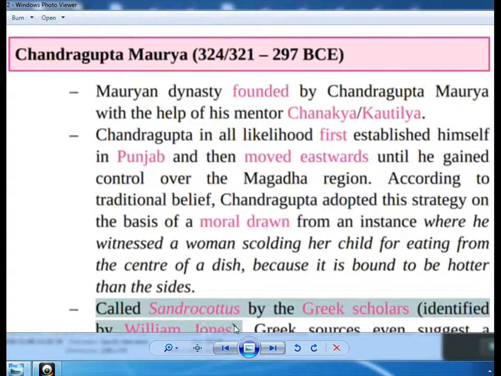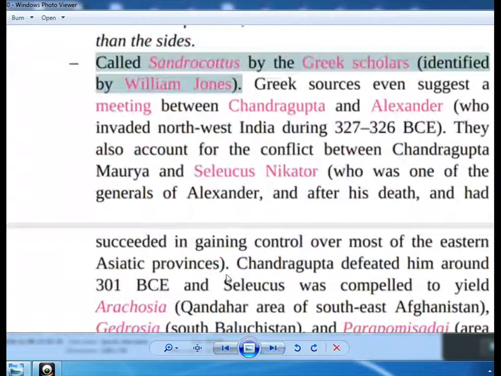He was called Sandrakottas by the Greek scholars, identified by William Jones. This word is very important.